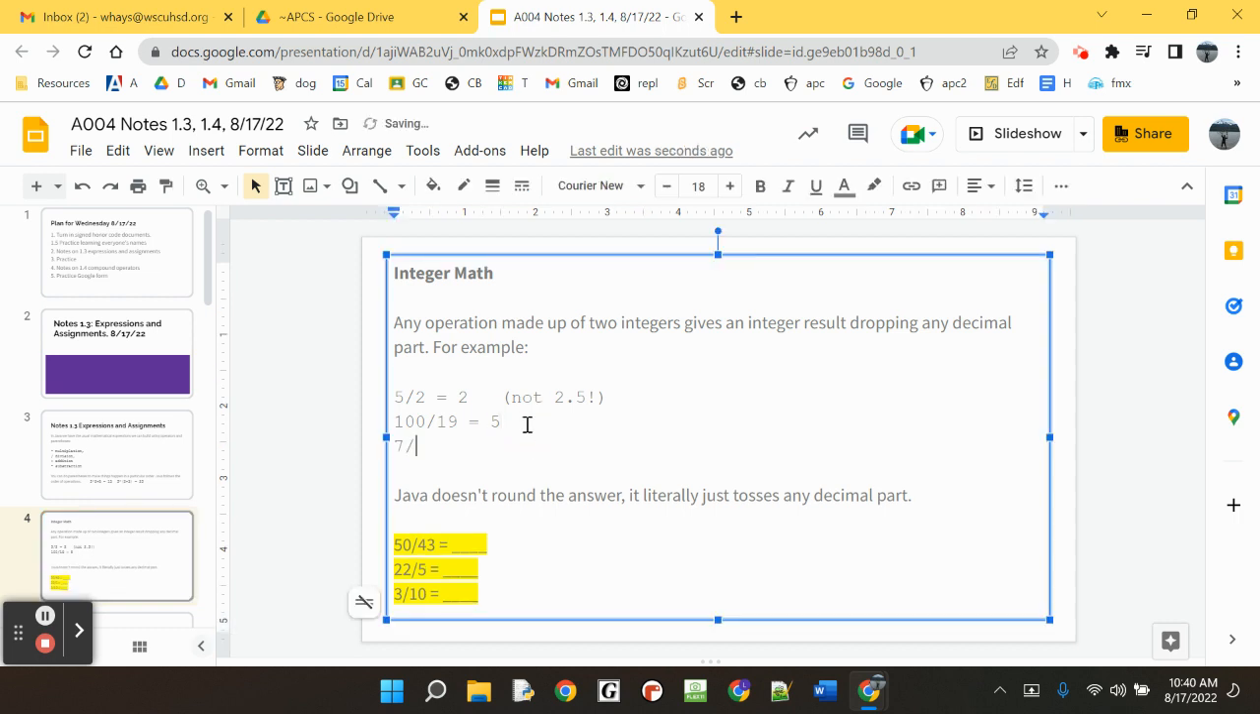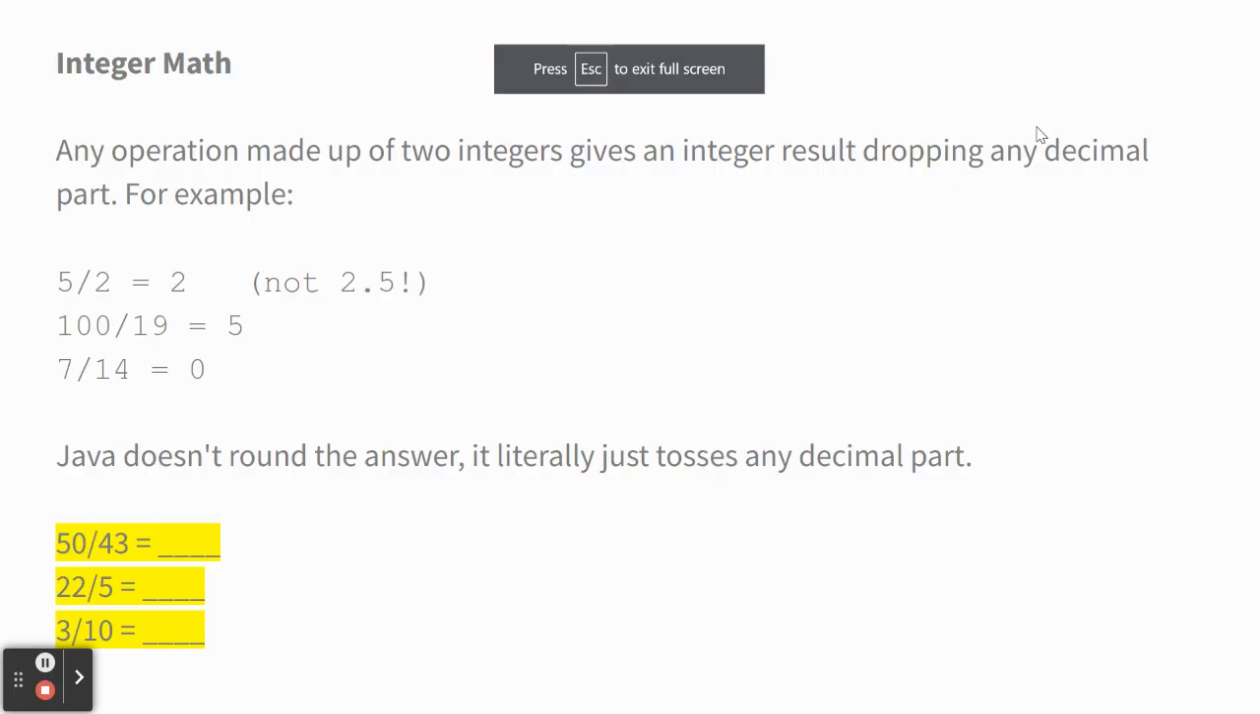7 divided by 14. What do you think that is equal to? That's the tricky one. You're like, it's a half, obviously. I know a half. I've been doing math. I'm not a 12-year-old. But no, it's 0. Boom. So, everybody, what's 50 divided by 43?